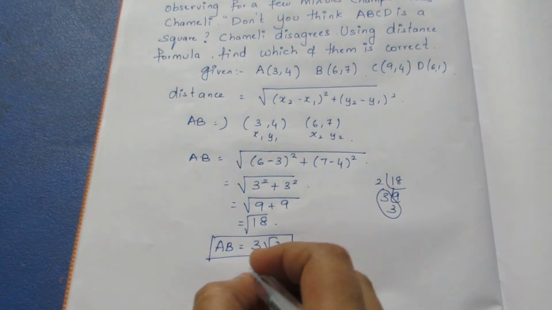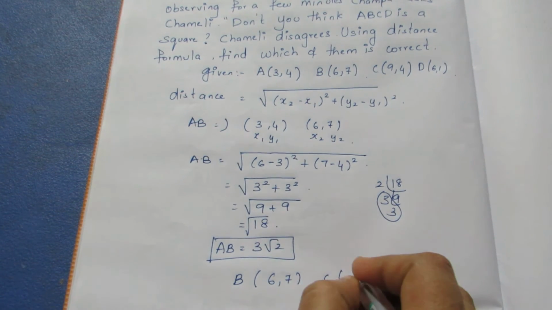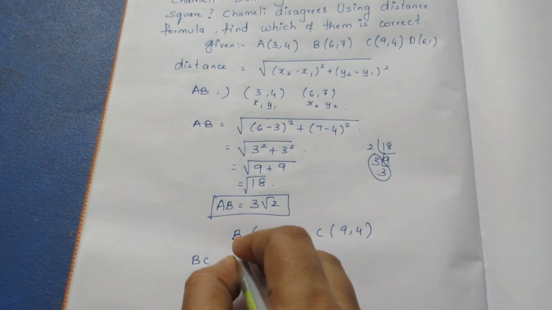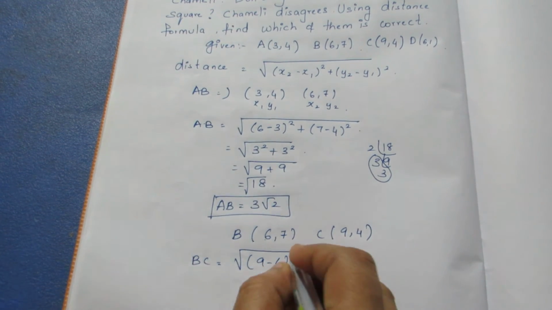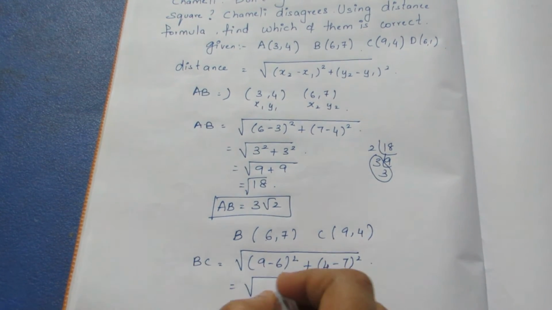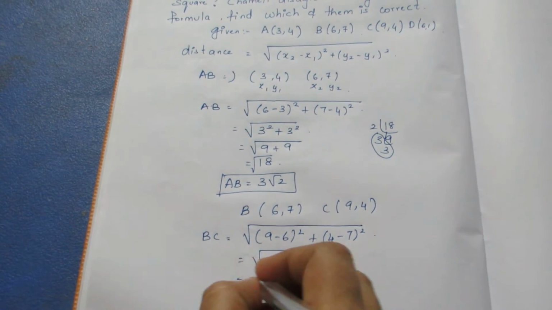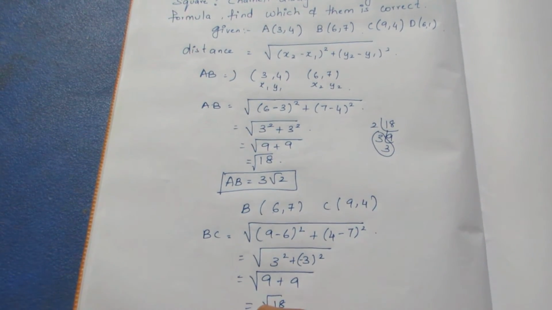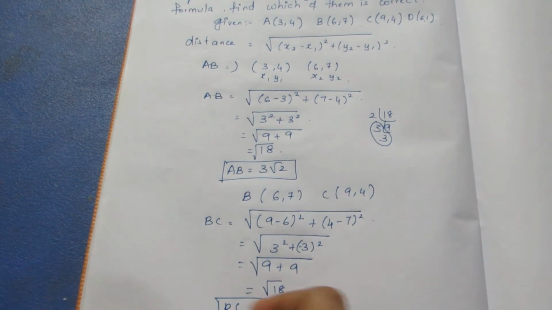The same way we need to find BC. For B the points are 6 comma 7 and for C it is 9 comma 4. We have already written the distance formula. Just substitute the values, second minus first. So 9 minus 6 the whole square plus 4 minus 7 the whole square. So this becomes 3 square plus minus 3 the whole square. Root of 9 plus 9 is root 18. Already we have found root 18 to be 3 root 2. So BC is 3 root 2.